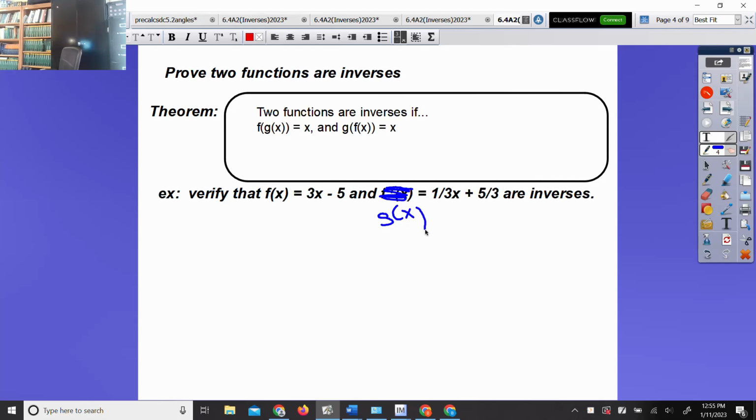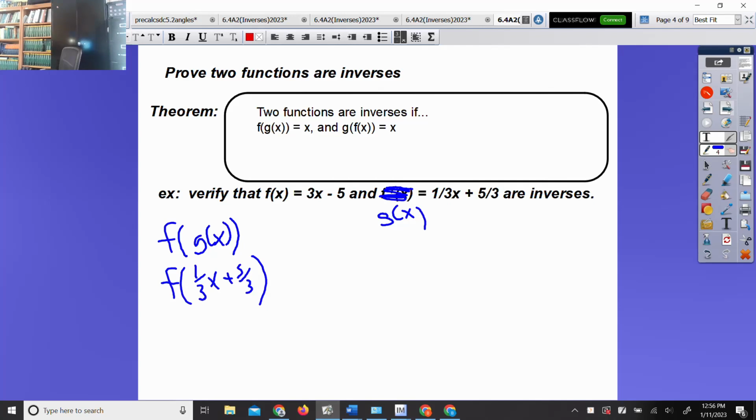Okay, we're going to compose f of g of x. When I talk about f of g of x, the first thing that crosses into my mind, and it should be the first thing that crosses into your mind, is what is g of x? Do you understand why it's the first thing that should cross your mind? It should. That becomes f of 1/3 x plus 5/3.